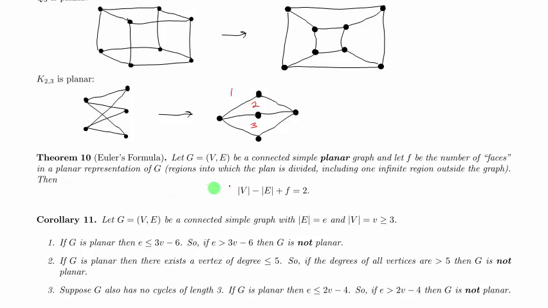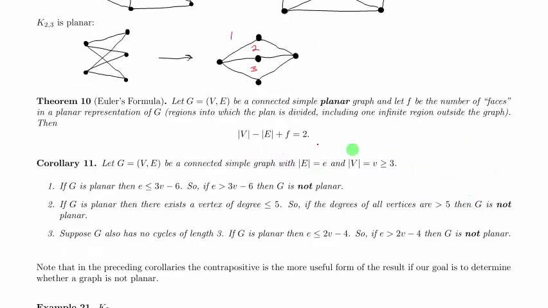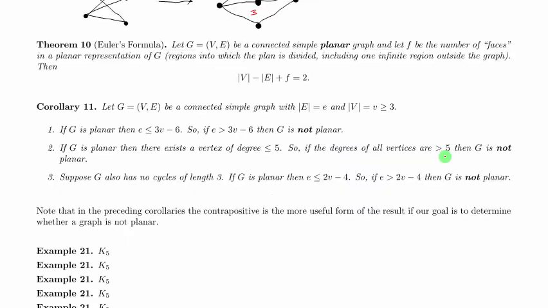And Euler's formula says that the number of vertices minus the number of edges plus the number of faces is always going to be equal to 2. Again, for a graph satisfying those conditions. So a corollary to that: if we have a connected simple graph with E number of edges and V greater than or equal to 3 vertices, if G is planar, then the number of edges is going to be less than or equal to 3 times the number of vertices minus 6.